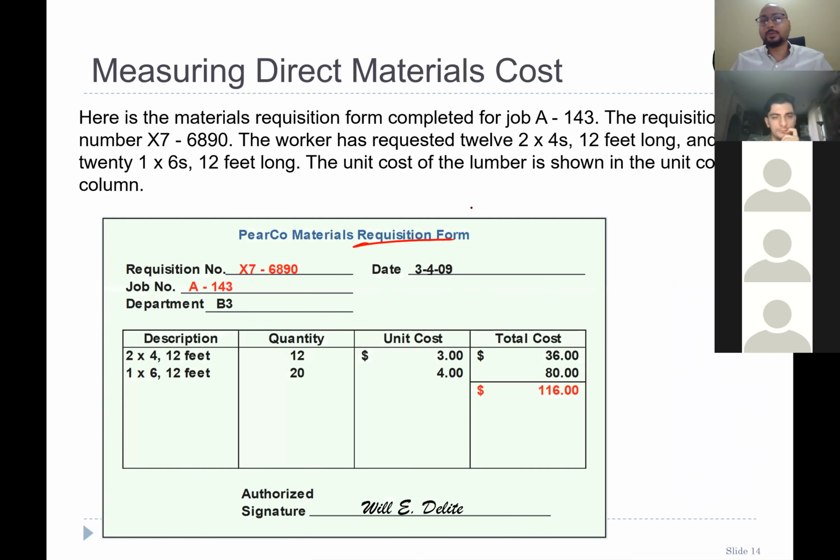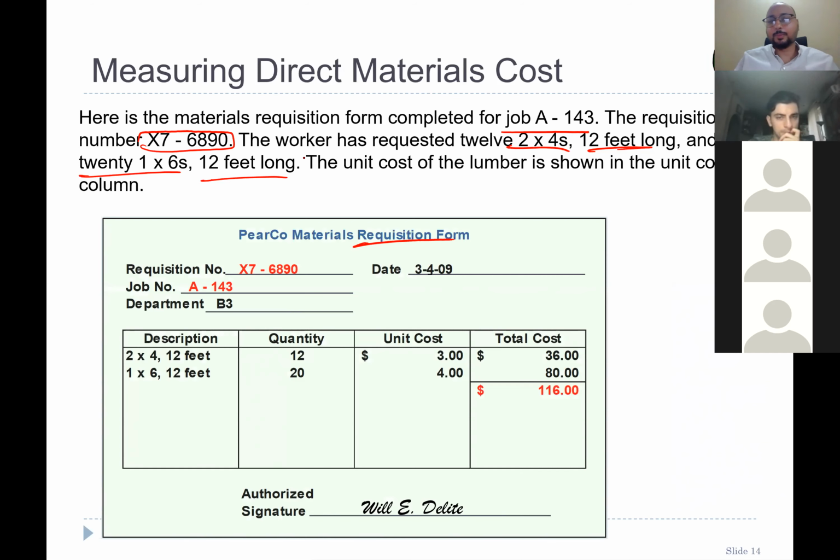Requisition form. So material requisition forms completed for job A143. The requisition means you requested the department, with this receipt number that you gave them: 12 feet long 2 by 4s, and 1 by 6 at 12 feet long.